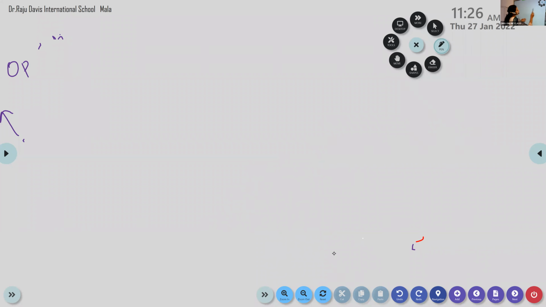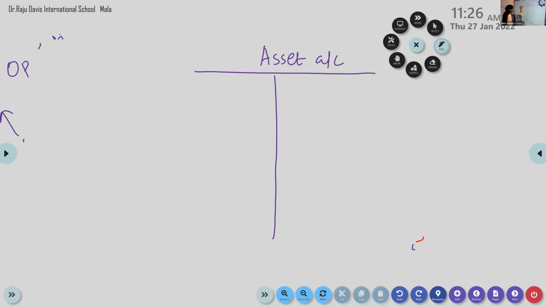Asset account. Where do you show the opening balance and closing balance? Credit side? This Shubham is giving me an answer. What balance do you show on the credit side? Next imposition. Yes, tell me, where do you show the opening balance for the asset account? Tomlin.